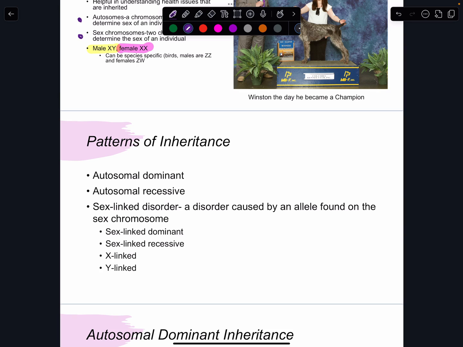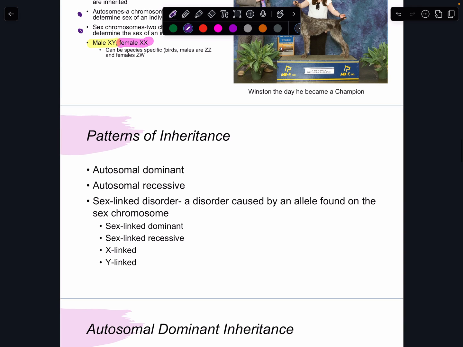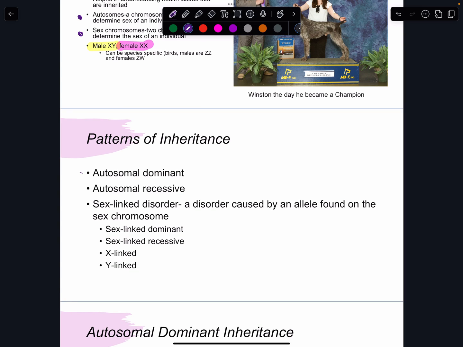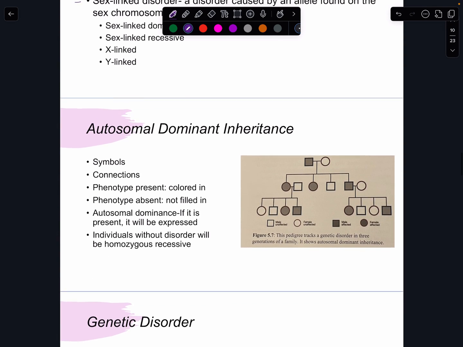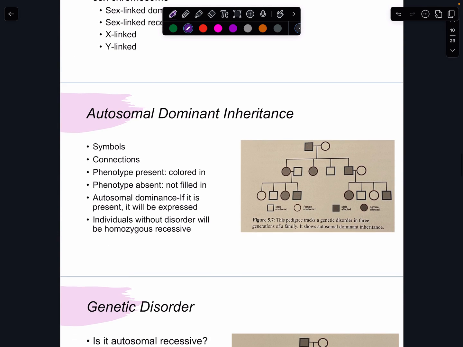Okay, so let's talk about patterns of inheritance. We're gonna talk about each one of these, but you're gonna learn autosomal dominant, autosomal recessive, and then a sex-linked disorder. And then within those, sex-linked dominant, sex-linked recessive, X-linked, Y-linked. So let's look at autosomal dominant.